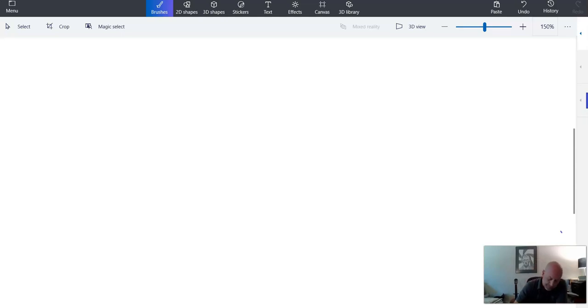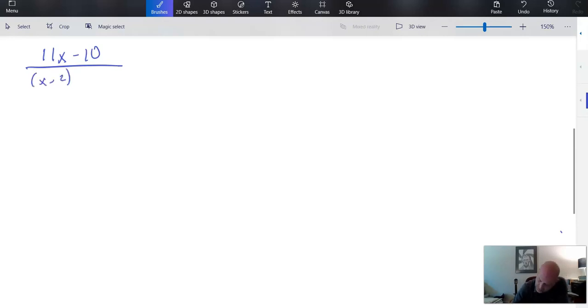To start off, let's start with our first example. Let's say I have 11x minus 10 over x minus 2 times x plus 1. Now, I went ahead and factored this denominator ahead of time because I didn't want to get caught up in the factoring, but normally that would be multiplied out and you would have to factor the denominator.